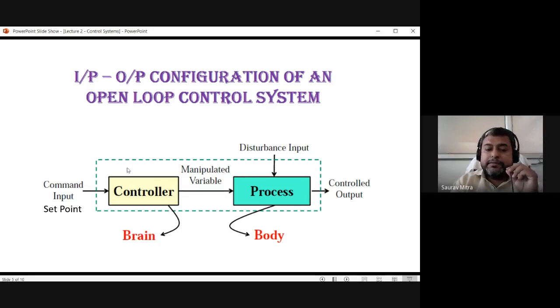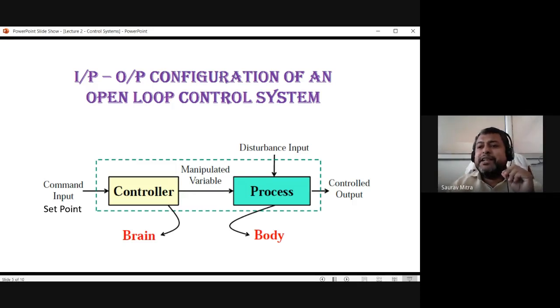This is a controller. The controller is of no use. There is a controller, but it's not getting any feedback, which means it cannot take any corrective action. The valve is there, but the valve is not being controlled properly, or the quality of the output is not enhanced. There is a steam valve and a controller, but you are not getting the proper feedback from the output.